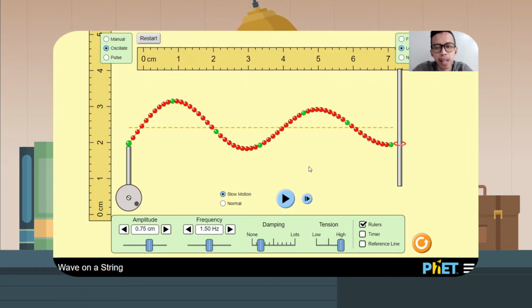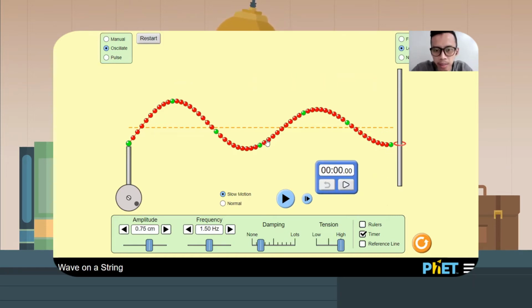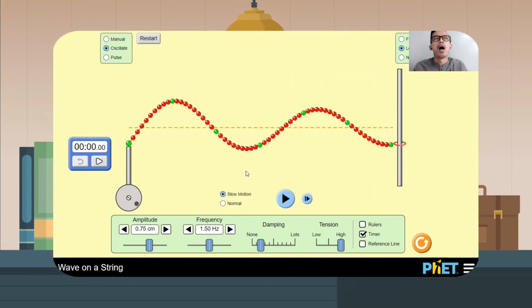And then the next one is period. To discuss period, maybe here I need to use the timer, and I will dismiss the ruler first. Okay, this is the timer. A period is the time taken for one complete oscillation. One complete oscillation means one wavelength.